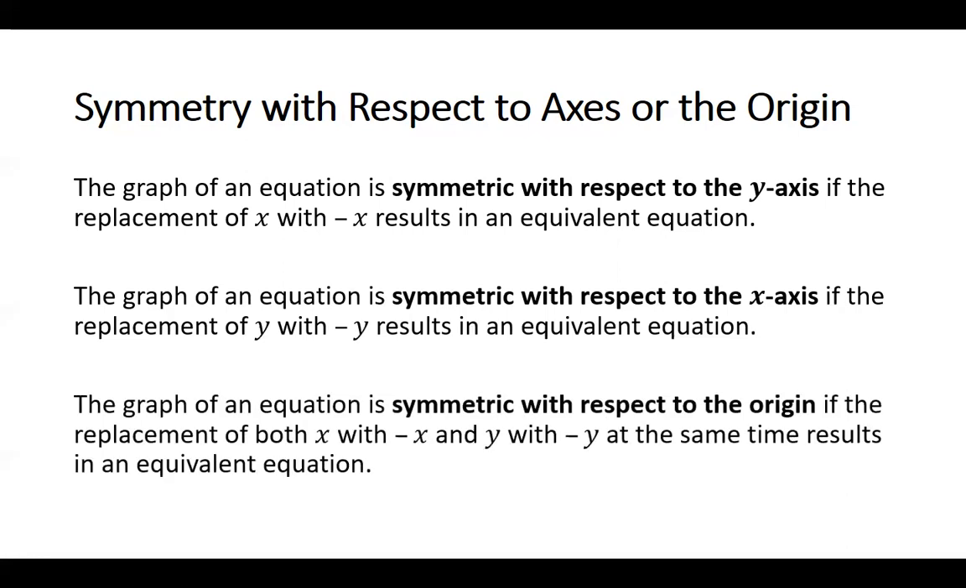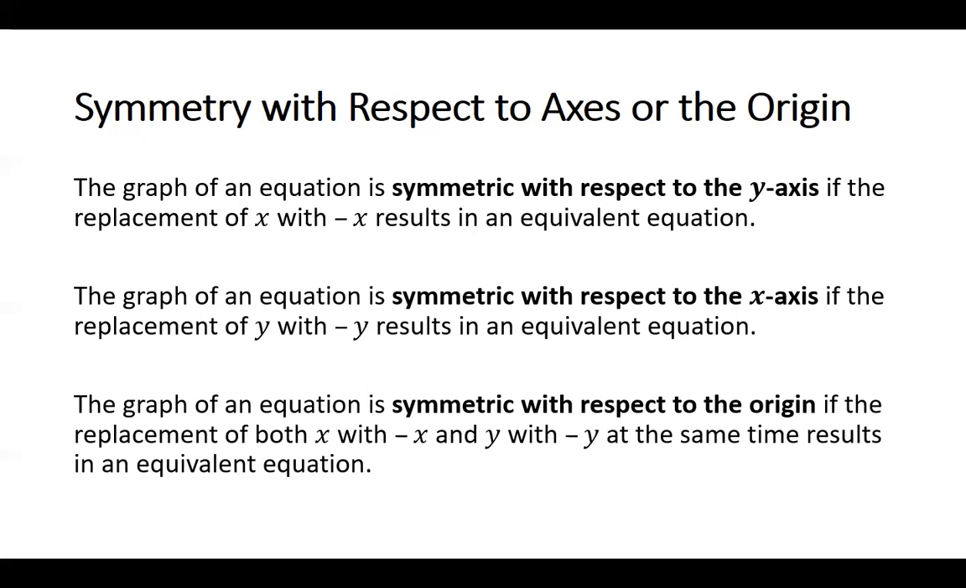And then the graph of an equation is symmetric with respect to the origin if the replacement of both x with negative x and y with negative y at the same time results in an equivalent equation. Okay, so we're going to try to demonstrate these. So basically that means if you negate the input, it also negates the output. And then it looks the same.